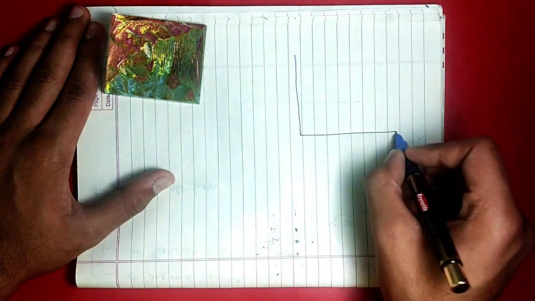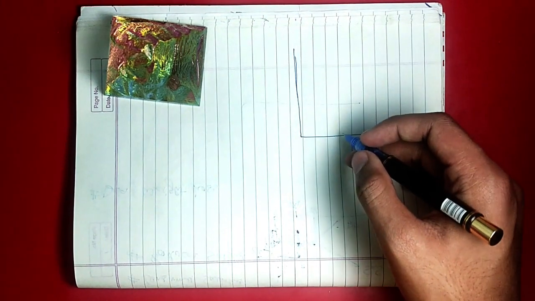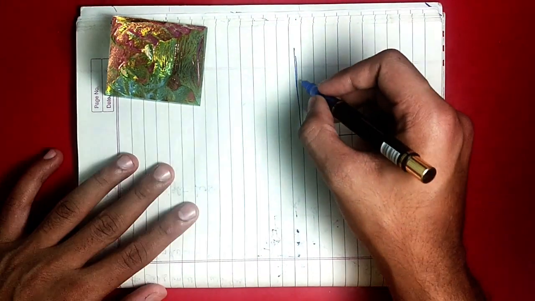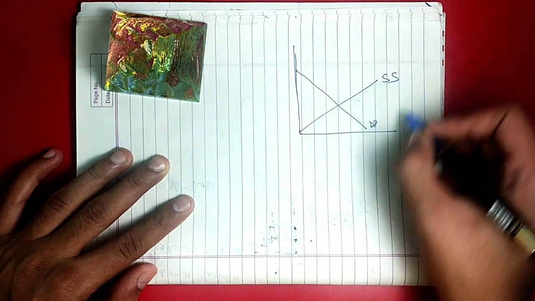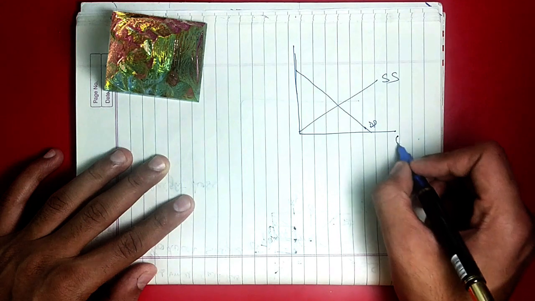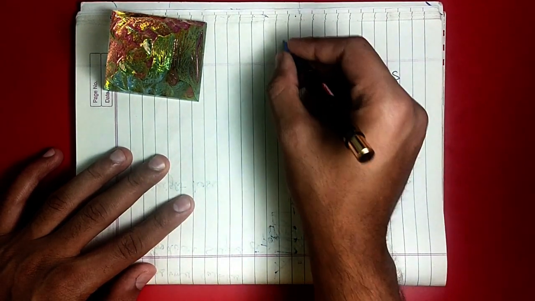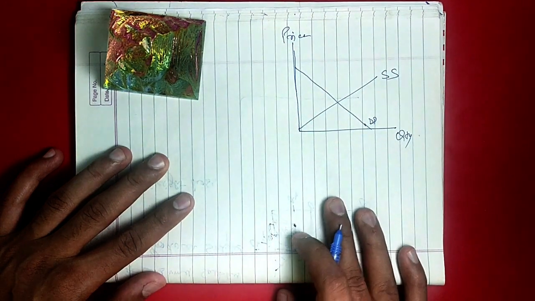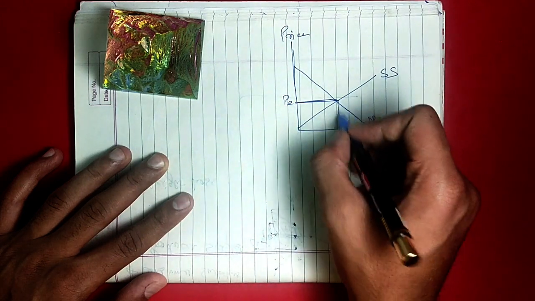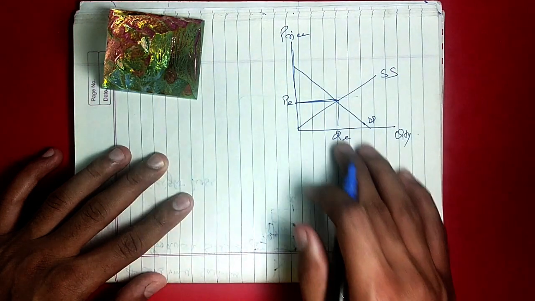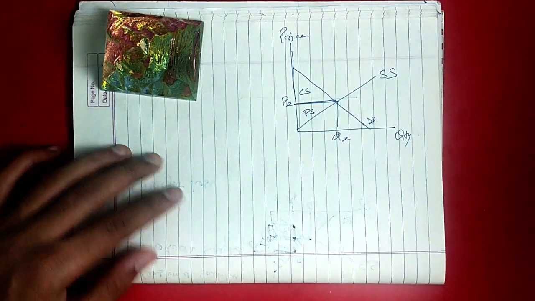I'll give you a brief about why we call it above the price line and below the price line. Let me draw a simple demand curve, and this is the supply curve. This is quantity and this is price. This is the price line, PE and QE. Let me mark the area first. This is the producer surplus and this is the consumer surplus.